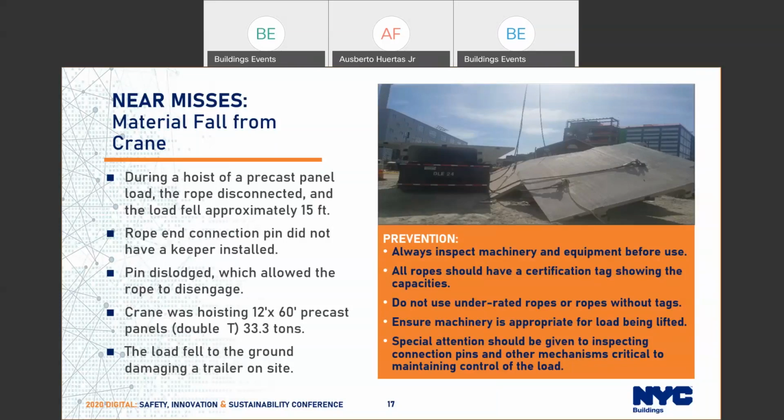Special attention should be given to inspecting connection pins and other mechanisms that are critical to maintaining control of the load. The area around an operating crane is a controlled access zone and specific provisions should be made to protect workers, pedestrians, and equipment that are below.